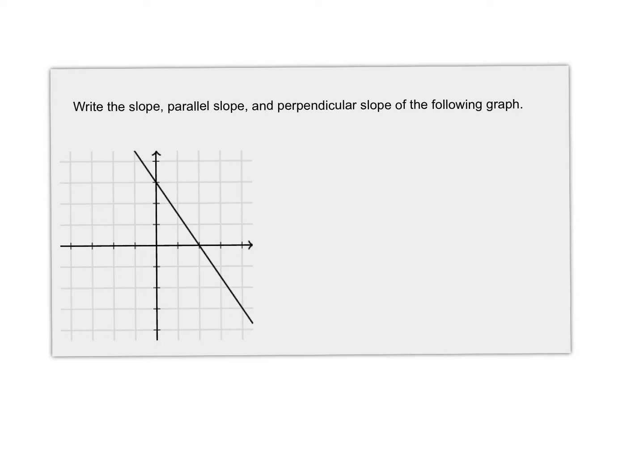In this tutorial video, we will be writing the slope, the parallel slope, and the perpendicular slope of the following graph. So here's our linear equation graph for us. We need to first identify the slope. I hope the first thing that you notice is that this is going downhill as we read from left to right. So this has a negative slope.